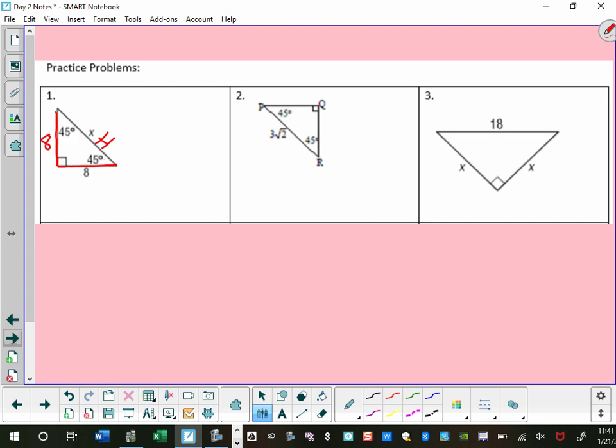So here's my formula. I want you guys to write this every time. Hypotenuse equals root 2 times your leg. What's your hypotenuse in this case? X. Do we all agree that X is my hypotenuse? So X equals root 2 times my leg. Well, what's my leg? 8.